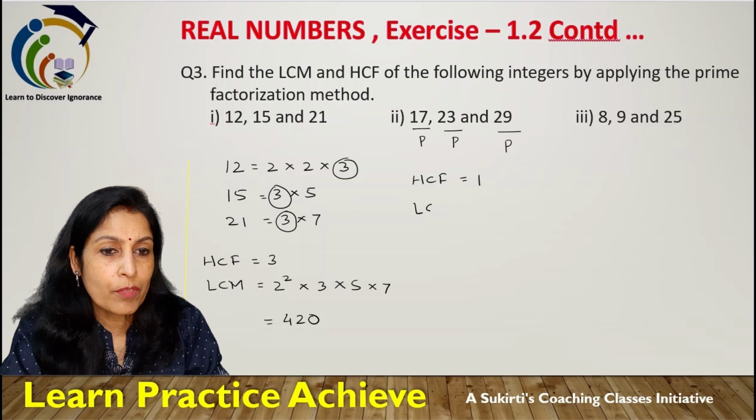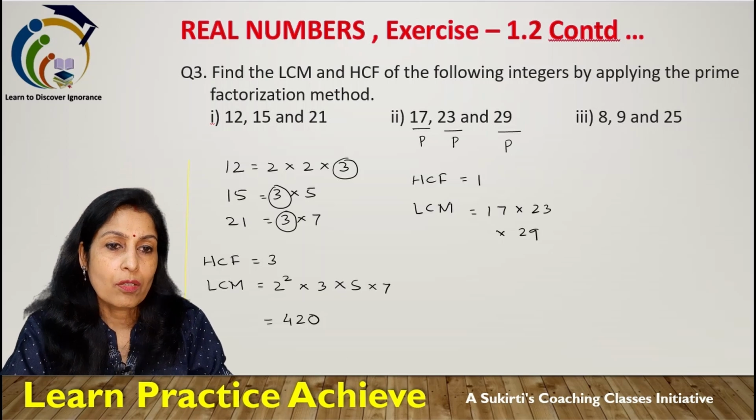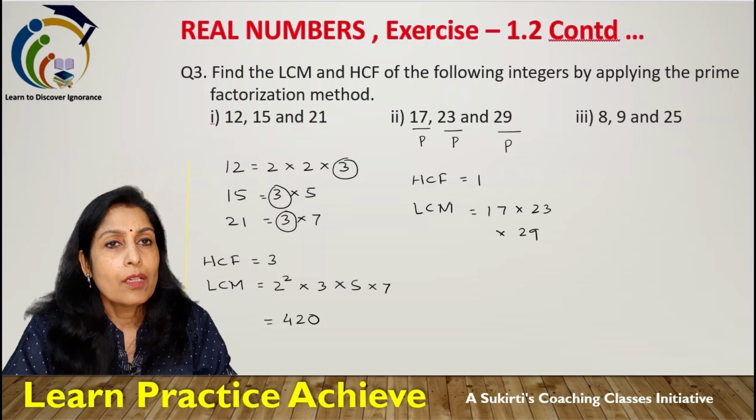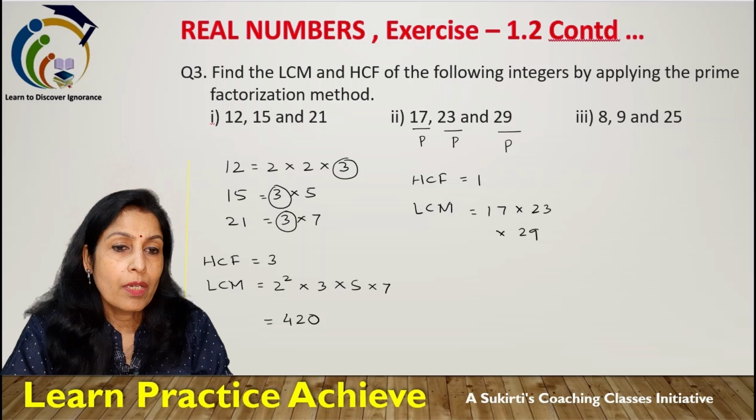And for LCM, you don't have to factorize anything and you can directly multiply 17 into 23 into 29 and you will get the answer. Though in this question you have to find out the prime factorization, and that too you will get only two factors of each number. Okay, but you don't have to take this common and find out the HCF and LCM, but you can directly find out by multiplying these numbers.